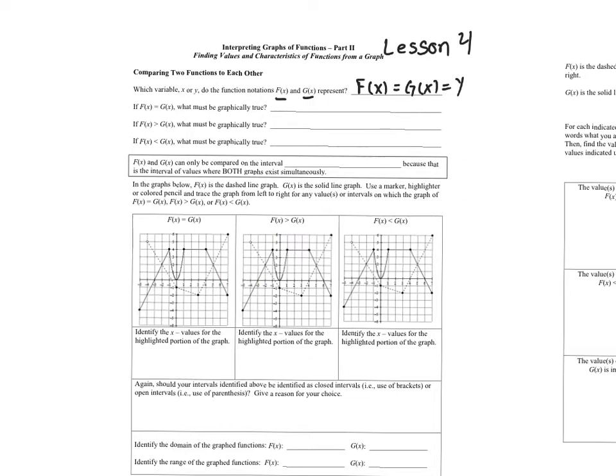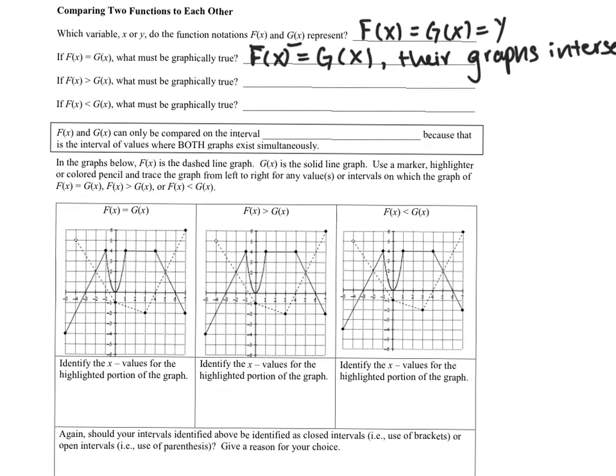So, if f of x is equal to g of x, what must be graphically true? If we're looking at a graph and f of x is equal to g of x, their graphs intersect. I'm going to zoom in a little bit so we're not writing as small.